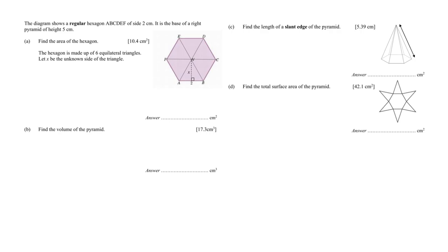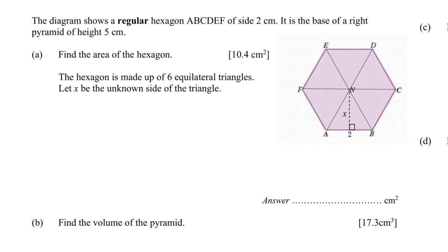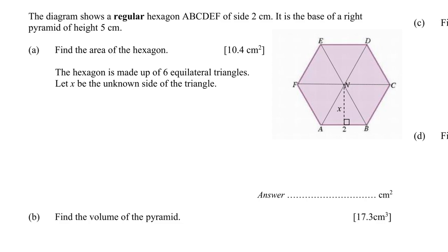Regular means all the sides are equal. So it will be 2 cm each for AB, BC, CD, DE, EF and FA. And this is actually the base of a right pyramid, and the pyramid height is given as 5 cm. For part A, let's zoom in on part A. We are supposed to find the area of this hexagon.